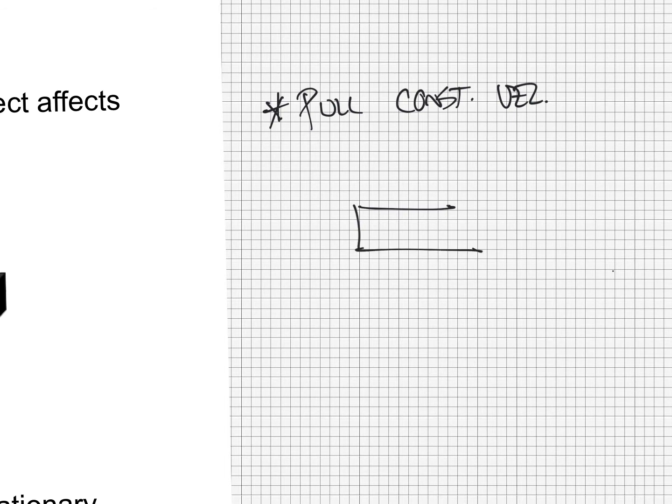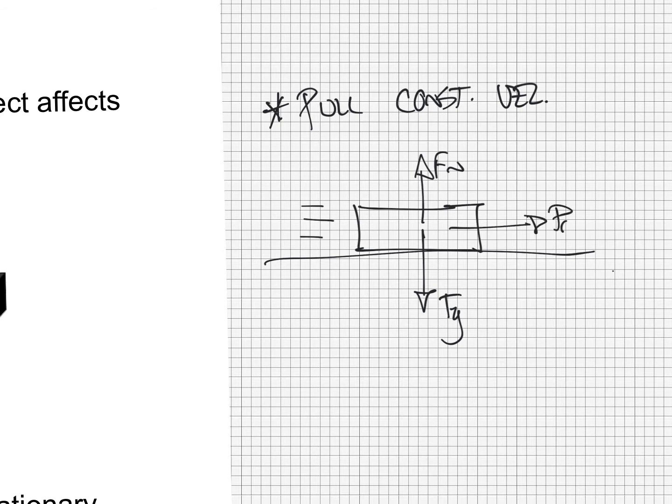So if we think about our block, right, we're going to have the force of gravity down. We're going to have the normal force up. You'll have it moving to the right. So this will be your force of the pull. And then our frictional force would be to the left.